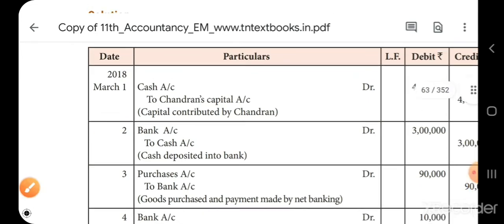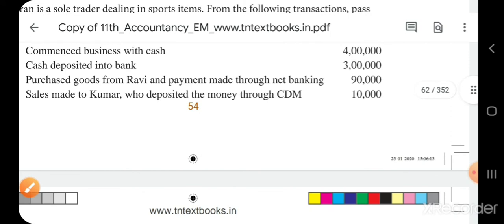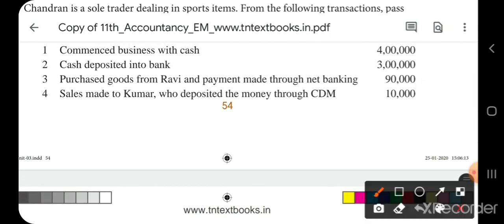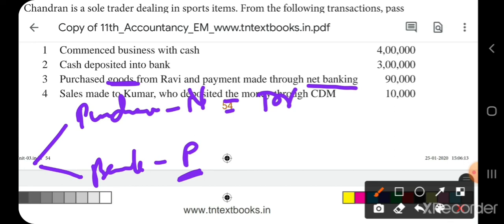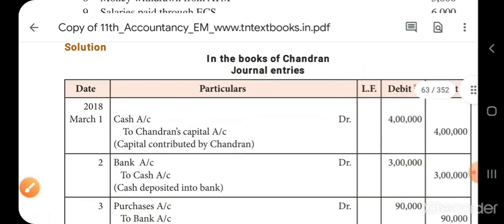The third one, purchase goods from Ravi and payment made through net banking. So what are the two accounts involved? Purchase account, purchase goods, so it is treated as purchase, and net banking means it is a bank transaction. Purchase is a nominal account, bank is a personal account. Debit all expenses and losses, and for personal account the rule is debit the receiver, credit the giver. Here bank is making the payment, so you credit. The entry will be purchase account debtor to bank account.